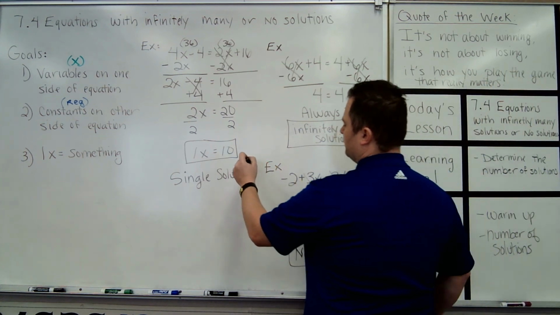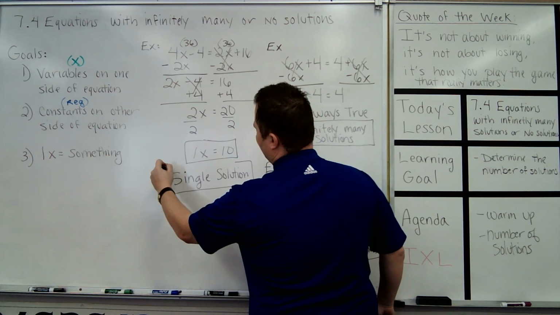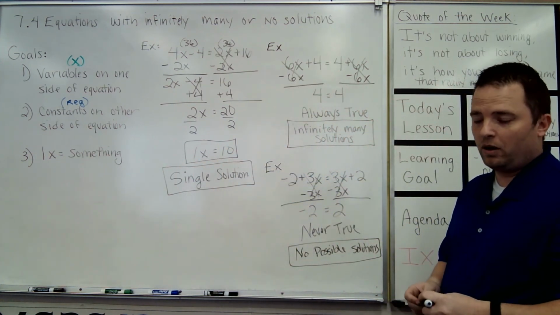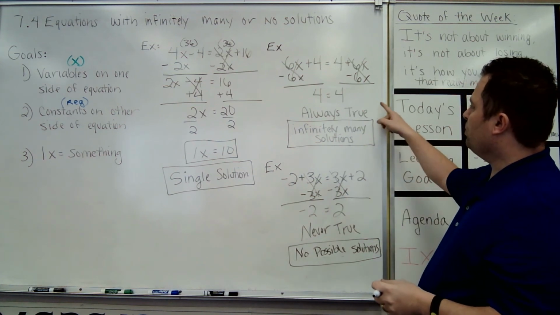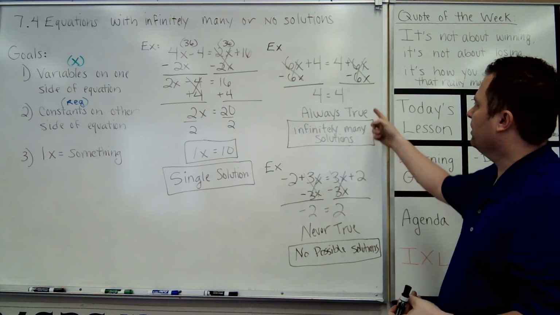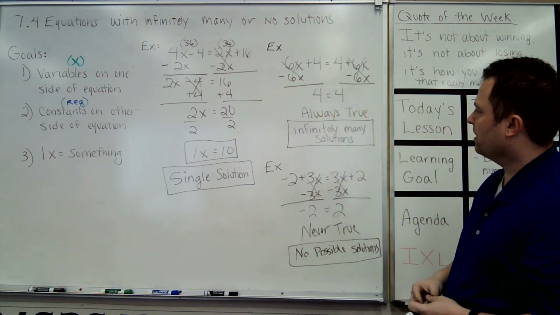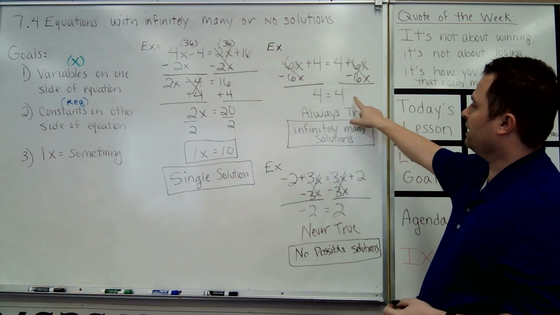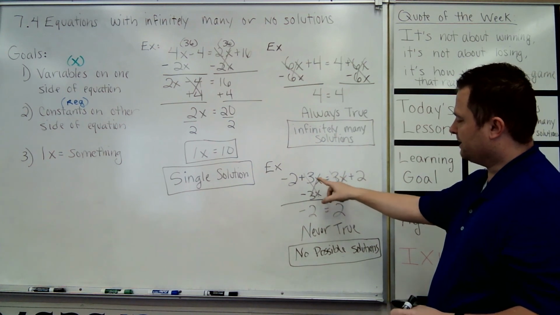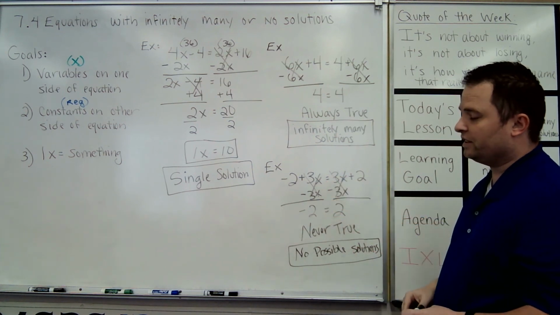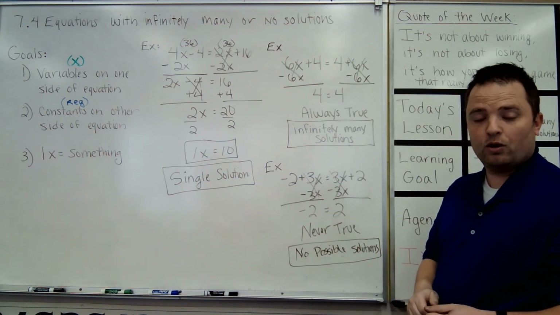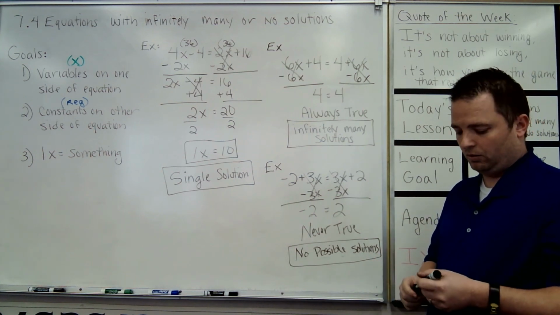Single solution is when x is equal to some number. That number is the single solution. It's the one value of x that will work. If your x's cancel each other out, as in these 2 examples, if what's left is something that's true, you have infinitely many solutions. Every answer will work. If your x's cancel and what's left is a false statement, something that's not true, you have no possible solutions. No value of x that will make the left equal to the right.